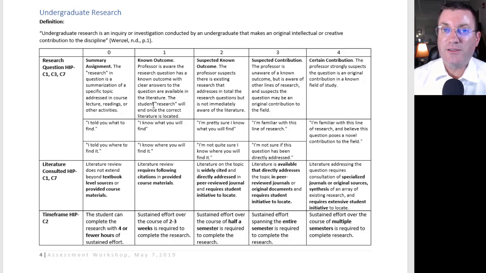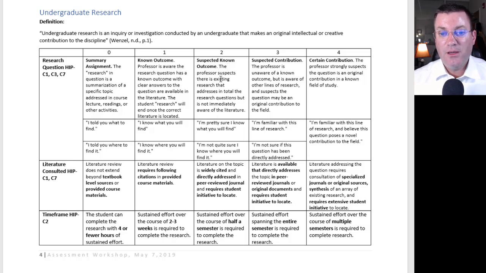Now, they might be doing research in which you kind of know what they're going to find. So, a known outcome. The professor is aware the research question has a known outcome with clear answers, and those answers are available in the literature. The student research will end once the correct literature is located. So I know what you'll find and I know where you will find it. That's, again, not really research, except that it involves a little more initiative from the student. You're not telling them exactly where to find it. They're learning some information literacy. And once they find that topic, they go, oh, there's my answer. Again, not exactly research, but it's developing their capabilities.